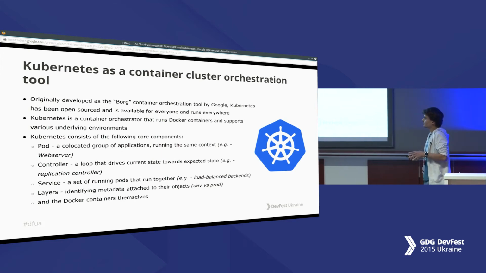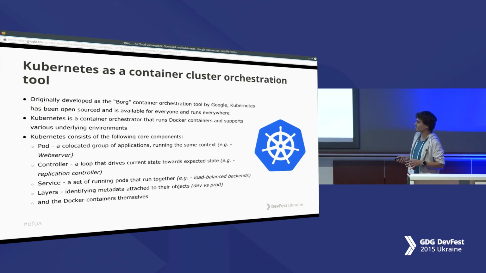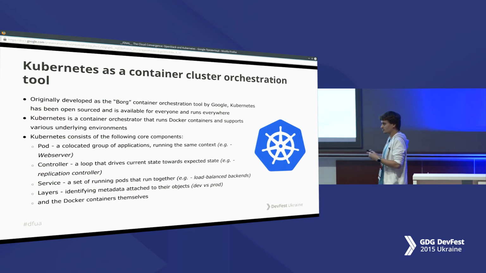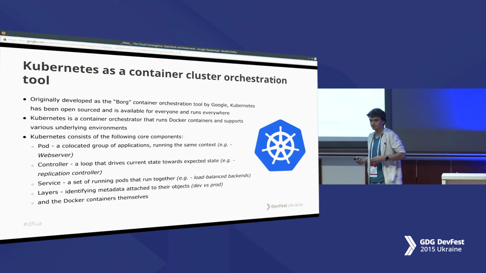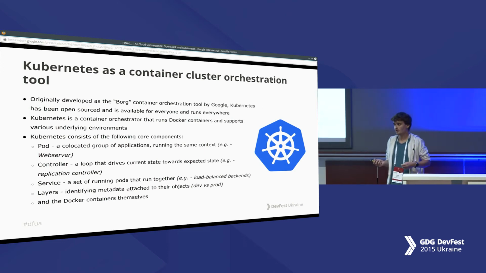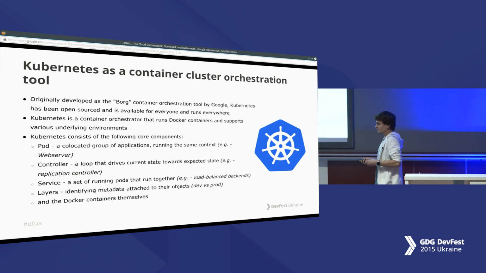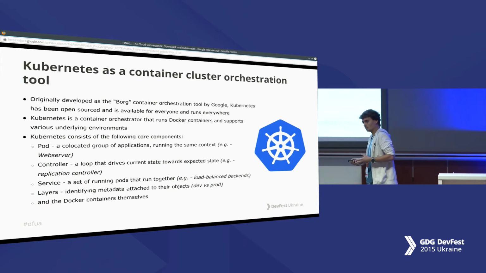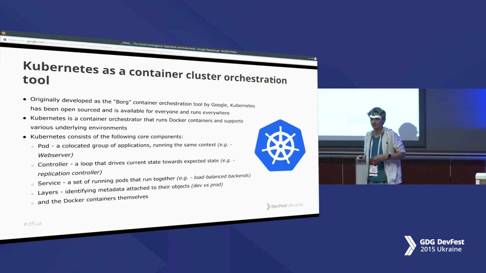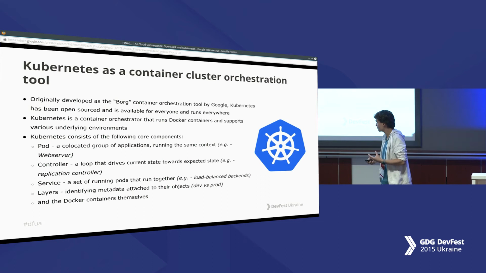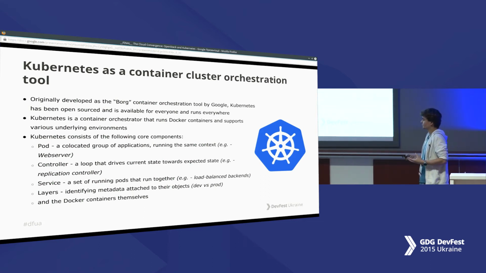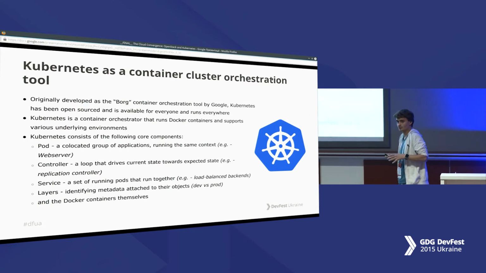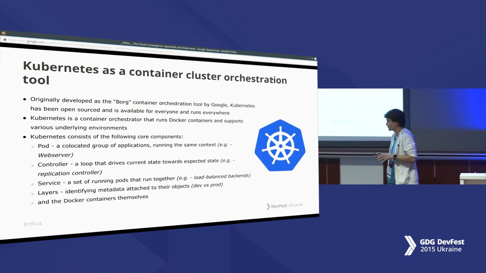Another component of Kubernetes is a service. That's a logical group of pods that run together and provide the same role. For example, you may have a couple of load balancers that are running on different pods, managed on different nodes, but they have a similar structure and provide a similar purpose. So this set of pods is named a service.